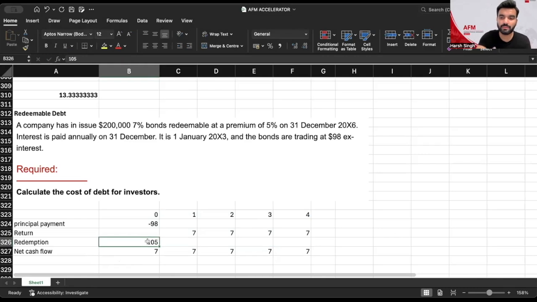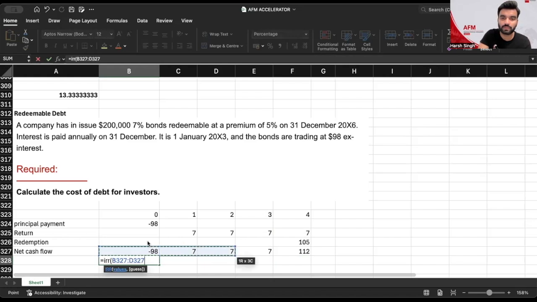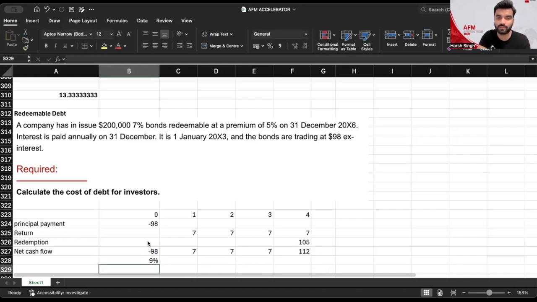Oh, sorry, redemption will be at year 4, right? That is why. This plus this. This is what I'll get. Well, IRR, bracket open, take all the values. So 9% will be your cost of debt for the redeemable debt.